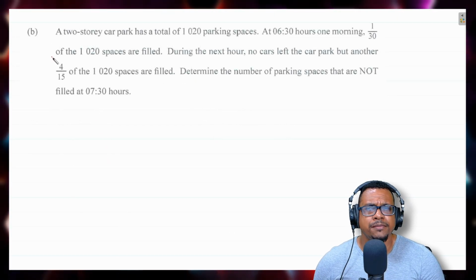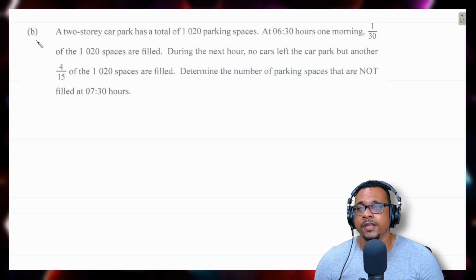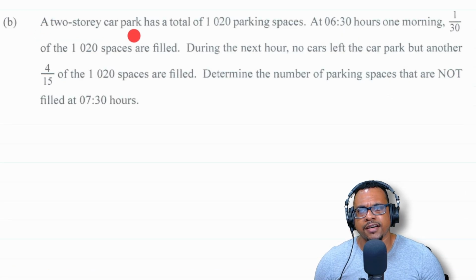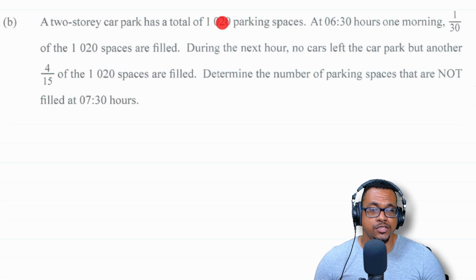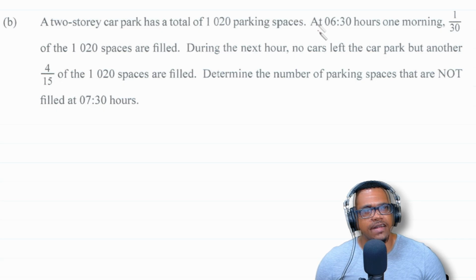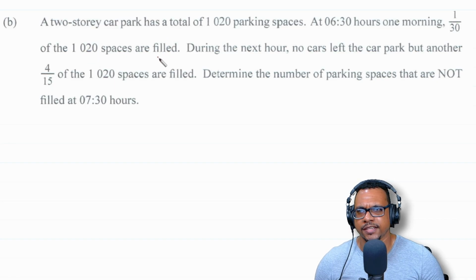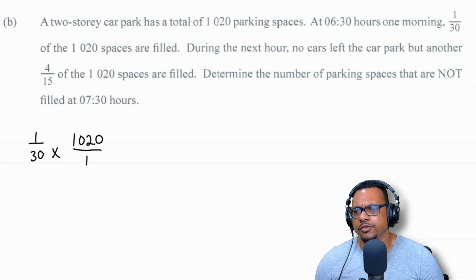All right, so moving on to part B of this question 1. We have a 2-story car park has a total of 1,020 parking spaces. At 6:30 hours one morning, 1/30th of the 1,020 spaces are filled. So let's work out that. So I'll put 1/30th multiplied by the 1,020 over 1. And this will be 1/30th of 1,020.